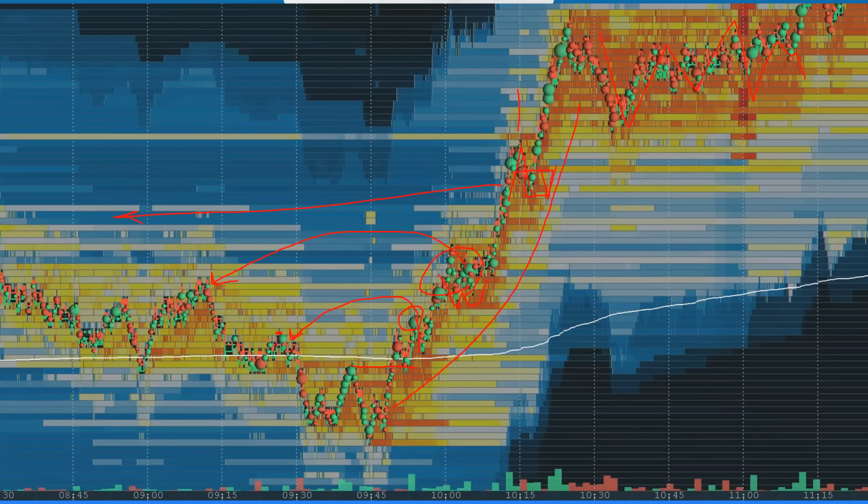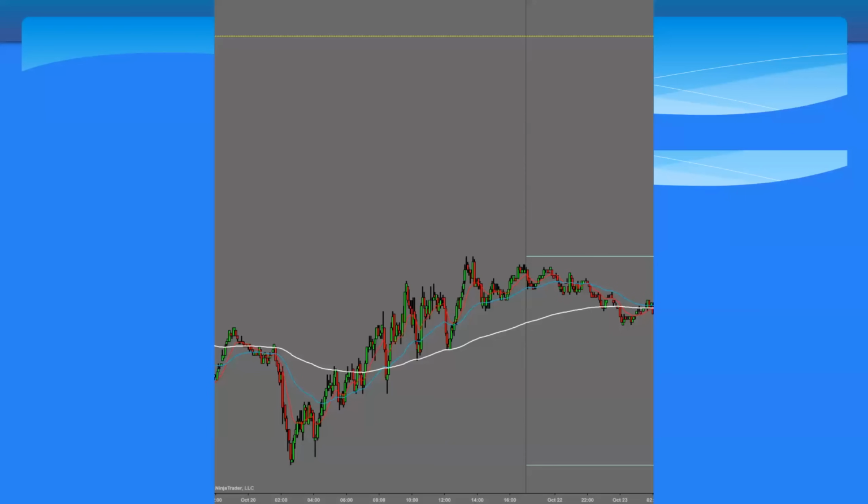And then you get a pullback here, and it just drifts the rest of the day, end of day. Look at the time. All right, good stuff. That's what the regular print looks like, just a drift.